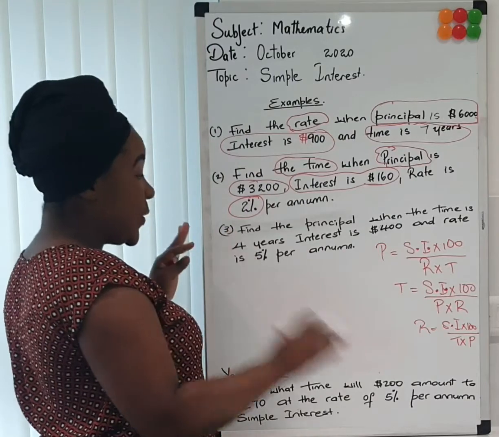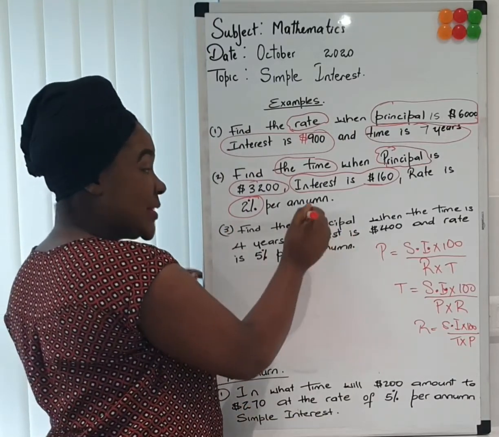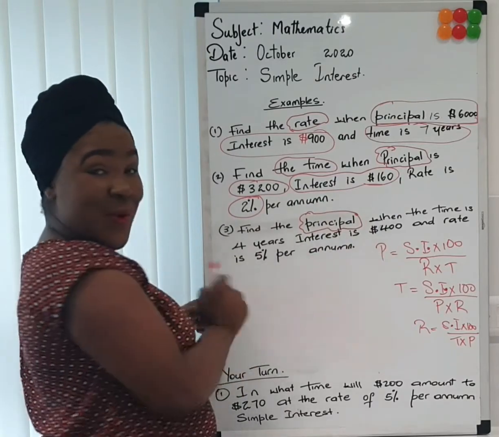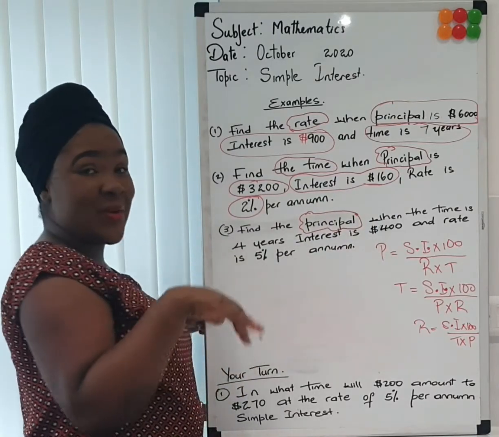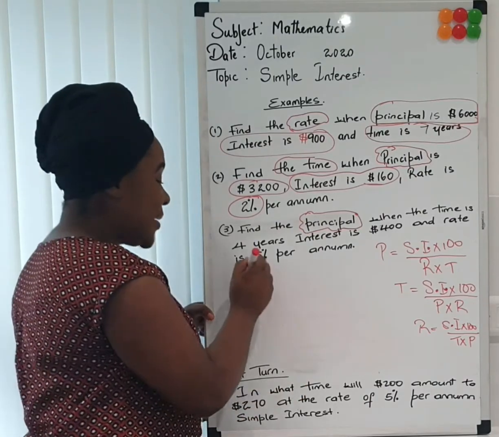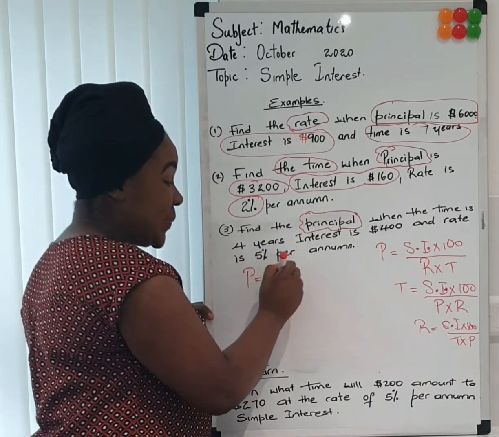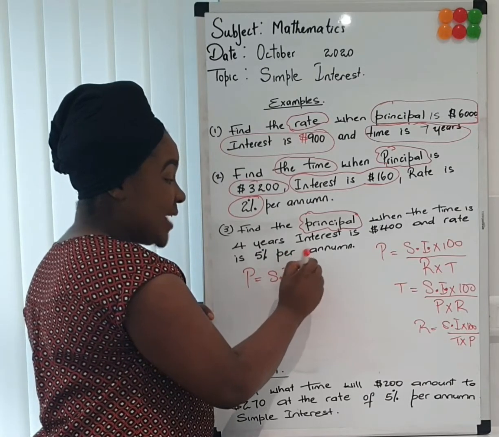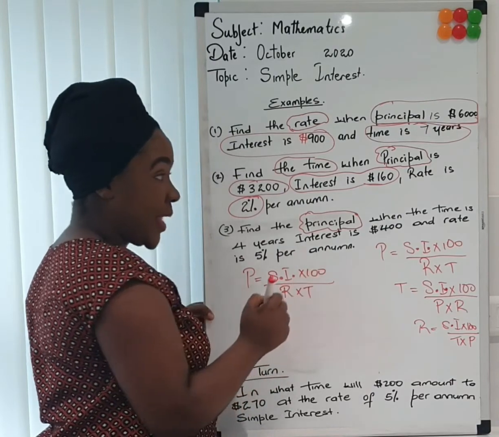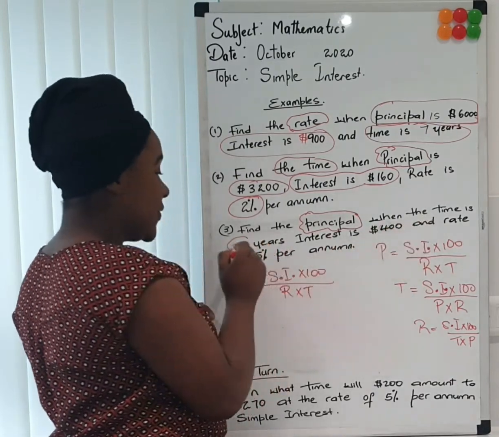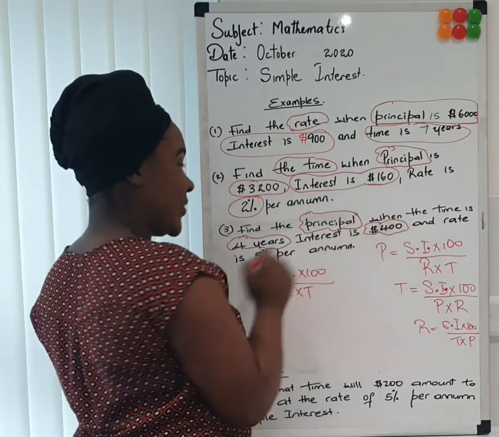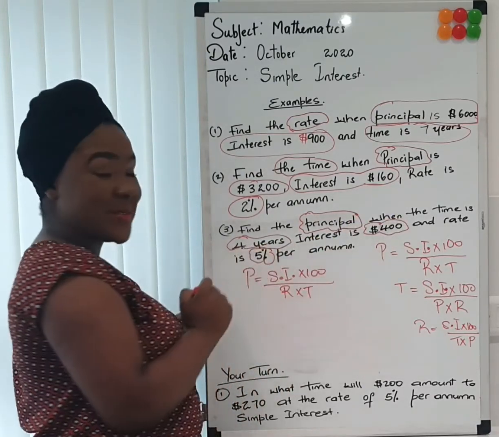Alright, so let's go with number 3 now. It's to find the principal. So from that first part, I know this is the formula that I'm writing down: principal equals simple interest times 100 divided by rate times time. And they told us that the time is 4 years, the interest is 400, and the rate is 5%.